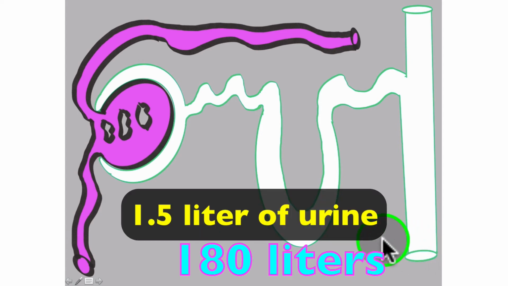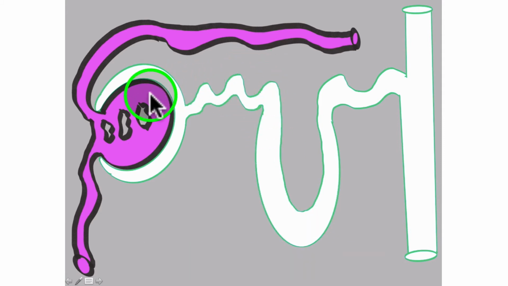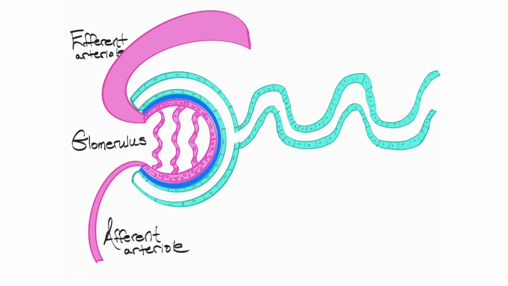day, which means roughly 99% of that filtrate, 99% of the blood plasma that moves into Bowman's capsule is going to be reabsorbed back into the peritubular capillary. Once again, 99% of that filtrate ends up getting put back or reabsorbed into our bloodstream directly into the peritubular capillary. Right here is another image of the nephron.